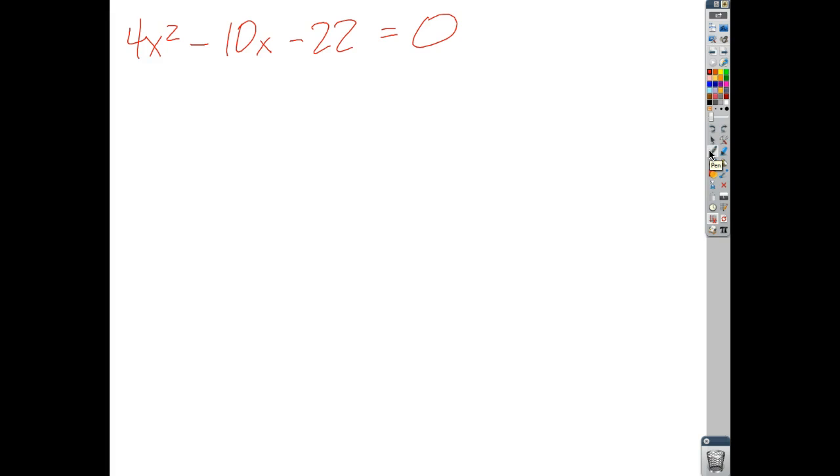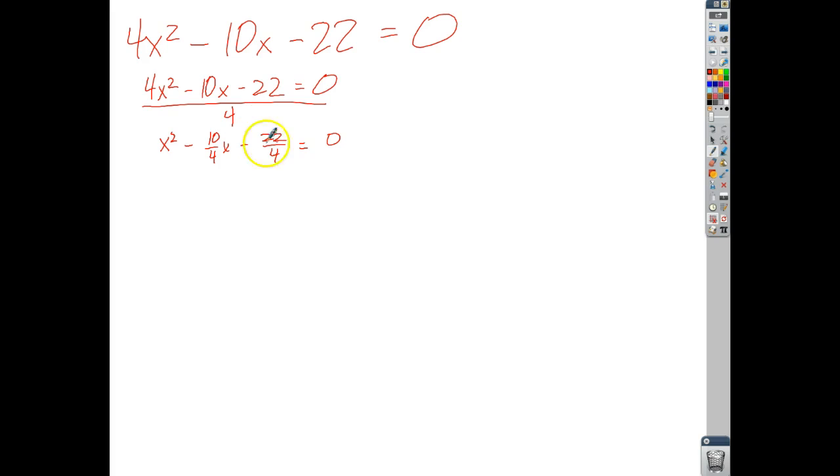I think it makes it slightly easier, so I'm going to do 4x squared minus 10x minus 22 is equal to 0, and I'm going to divide everything by 4 here, okay? So I'm going to get x squared minus 10/4 x, and I'm not going to simplify this right now, minus 22 over 4, I'm not going to simplify that either, is equal to 0. 0 divided by 4 is also 0.